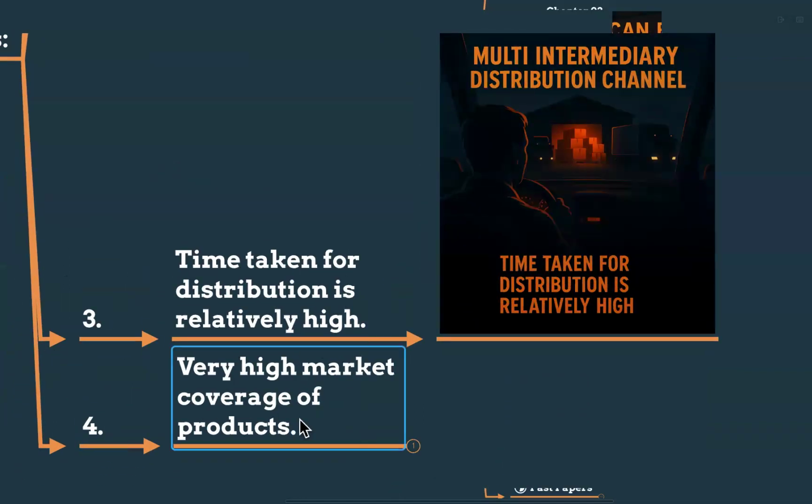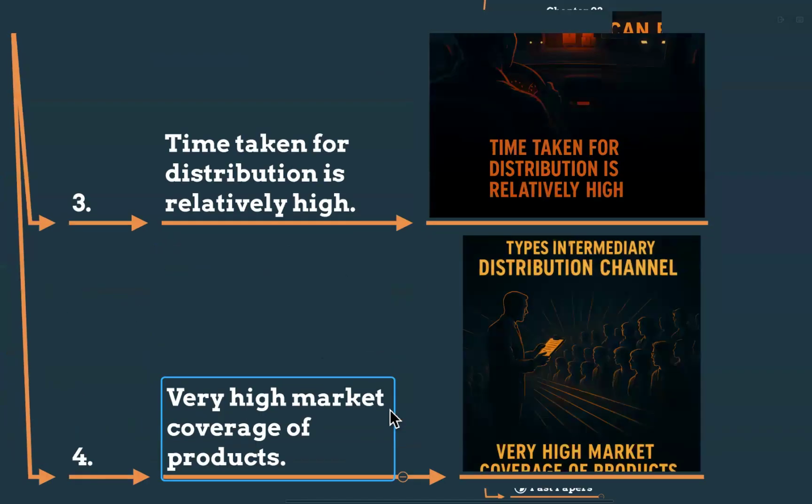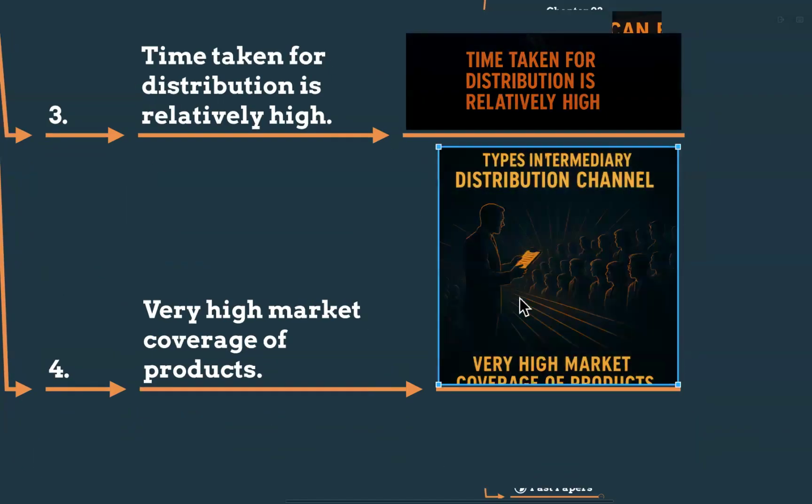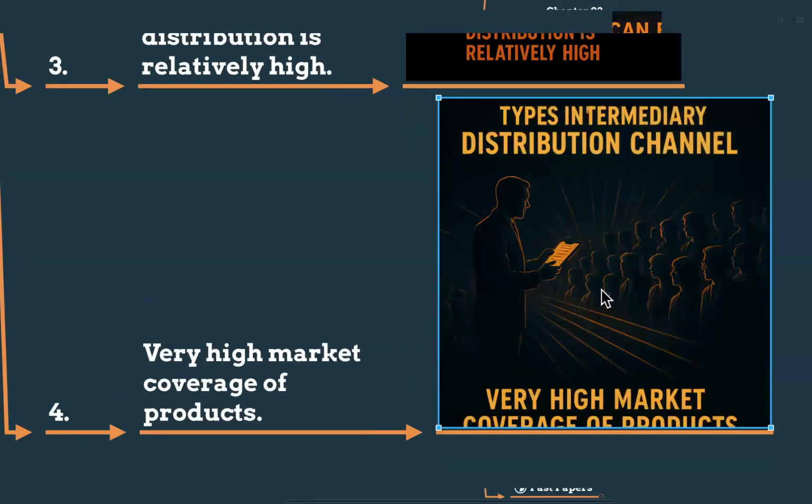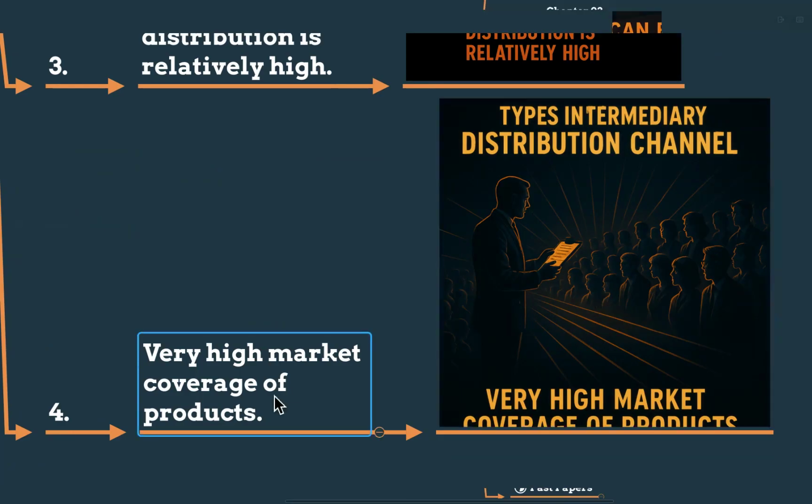And the fourth one, very high market coverage of products, right? Why? We can cover the market because there are so many intermediaries. We can reach the entire country, even remote villages. Think about Coca-Cola. It is available from Colombo to Kilinochchi, Jaffna, small rural areas in the eastern provinces to Batticaloa, everywhere. Because they have a multi-intermediary distribution channel.